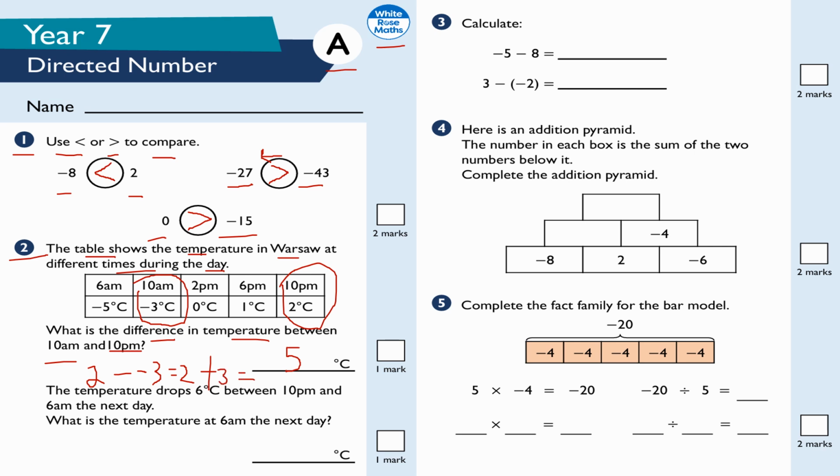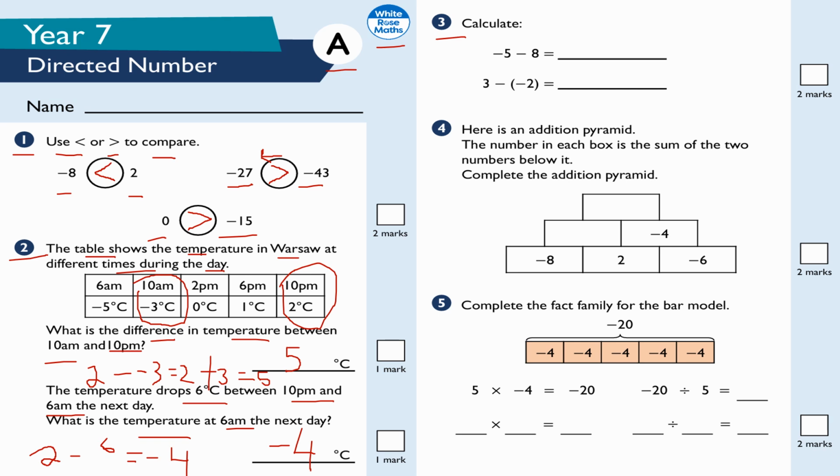Okay, this next one, the temperature drops 6 degrees Celsius, or centigrade, between 10 p.m. and 6 a.m. the next day. What temperature is it the next day? So it drops 6 degrees between 10 p.m. and 6 a.m. and we have 2 minus 6, 2 subtract 6, and we get -4. Think of it on a number line. Start at 2 and go 6 jumps to the left, and it goes to -4.